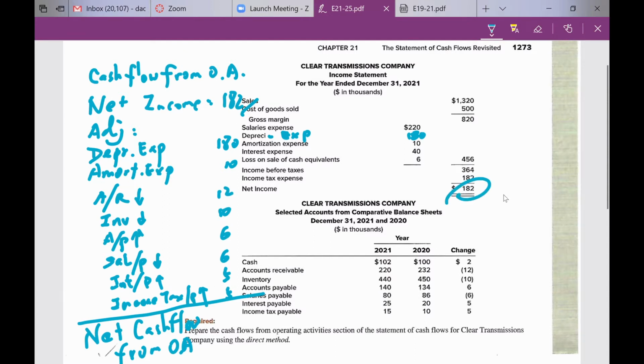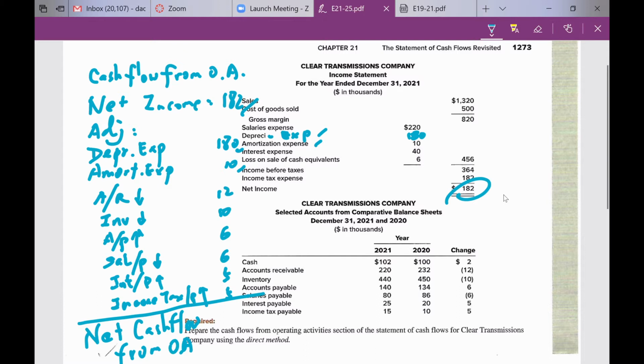Then plus or minus those adjustments. We have 1, 2, 3, 4, 5, 6, 7, 8, so we have 8 adjustments. There are 3 types of adjustment. The first type is non-cash operating expenses. Here we have 2: depreciation expense and amortization expense. These are non-cash, so we need to add them back. These 2 are positive, and we add them to the net income.